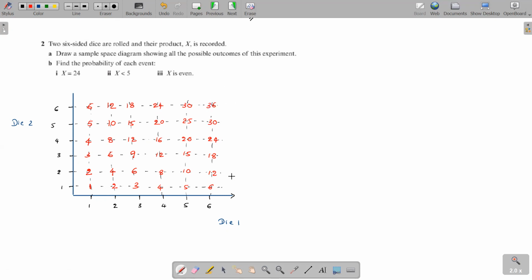So as you can see, these are all the possible outcomes that you could possibly get for x. X is the product. So I have written every single outcome that you could possibly get for x by rolling 2 dice. Okay. So this is all the possible outcomes for x.